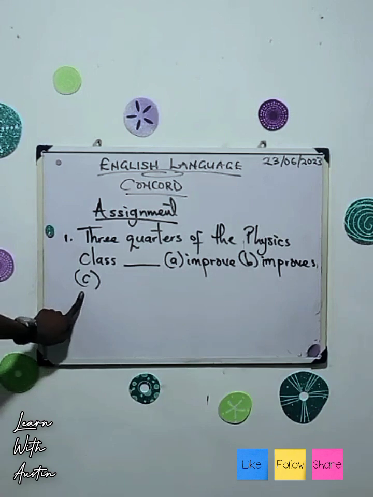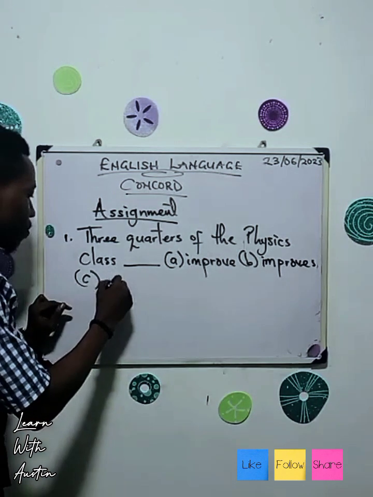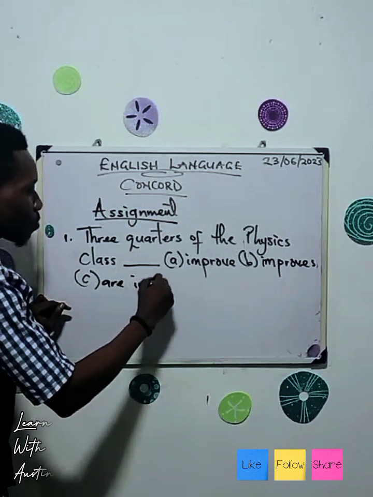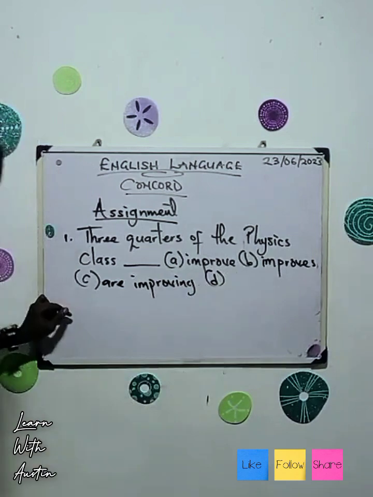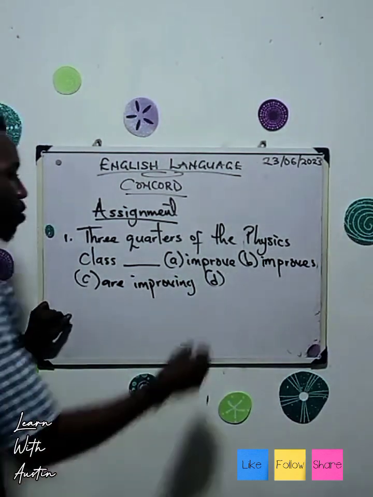Okay, C, we have are improving. Then we have D, we have is improving.